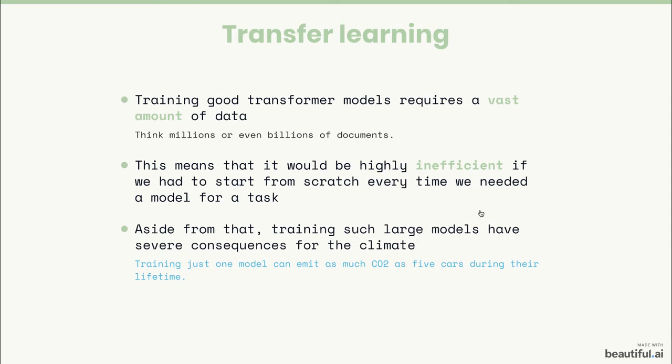An example here, with a link to the article, is that training just one model can emit as much CO2 as 5 cars during their lifetime. This is even a model that was quite old by machine learning standards, and the newer models are way worse. I wouldn't be surprised if you had to double this CO2 emission tenfold. So we really don't want to train many of these models. We want to train as few as possible.